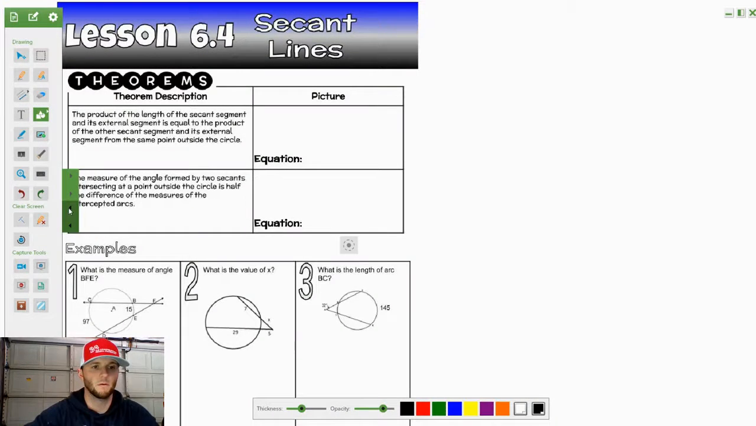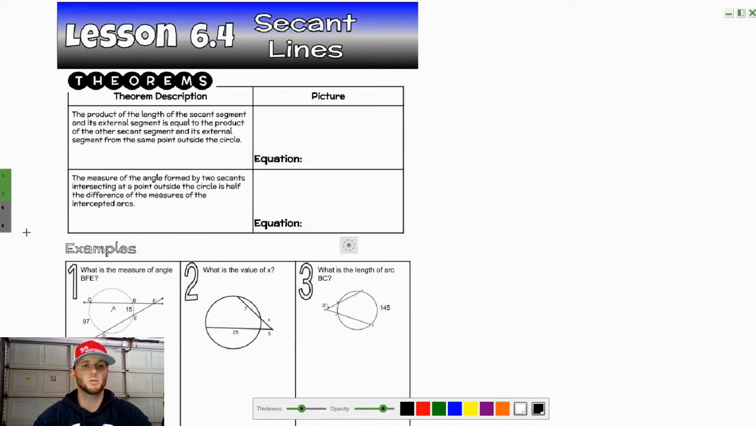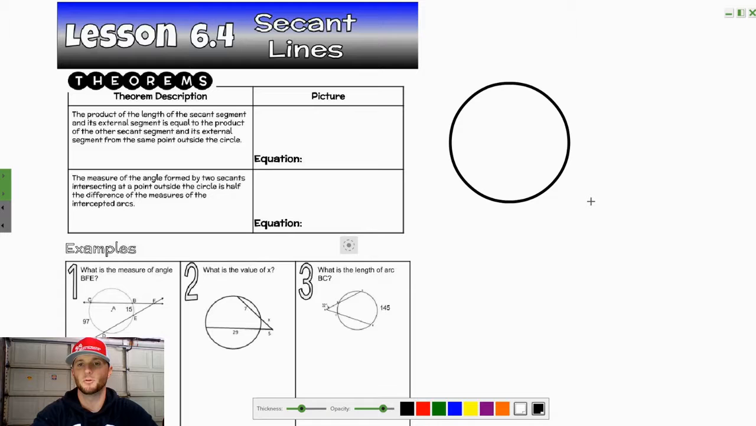Next definition here. It says the measure of the angle formed by two secants intersecting at a point outside the circle is half the difference of the measures of the intercepted arcs. So let's go ahead and draw that picture real quick, and I'm going to explain to you what that means. So right now, go ahead and draw a circle inside that equation there.